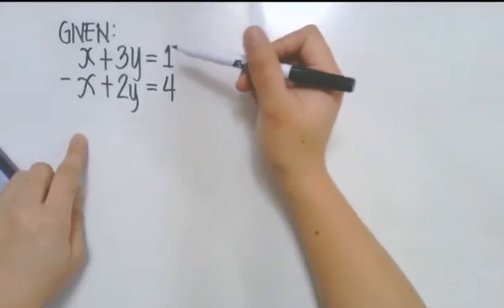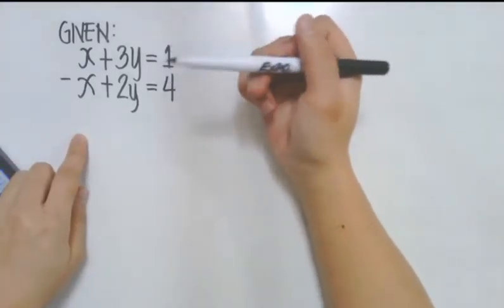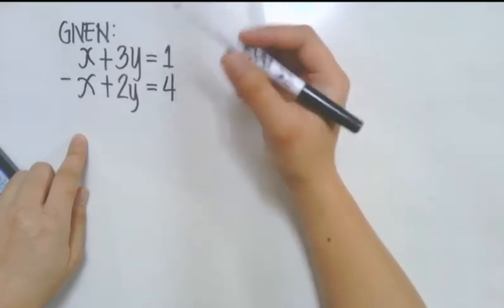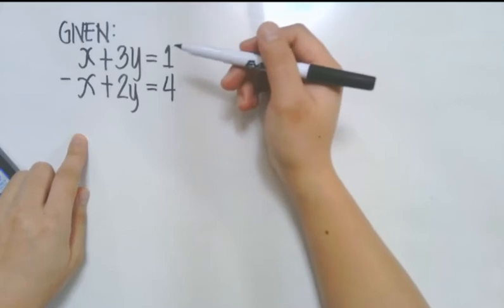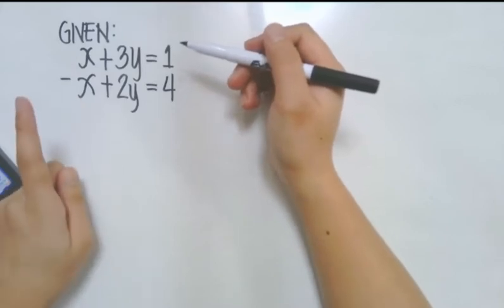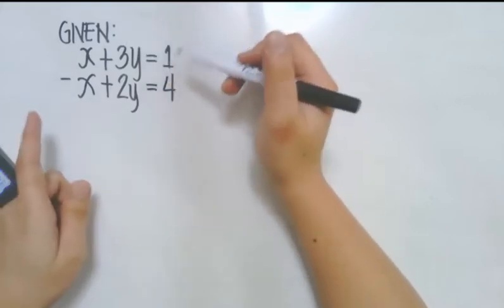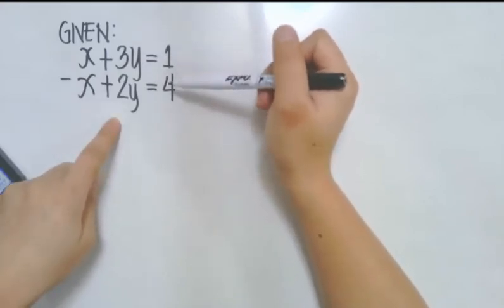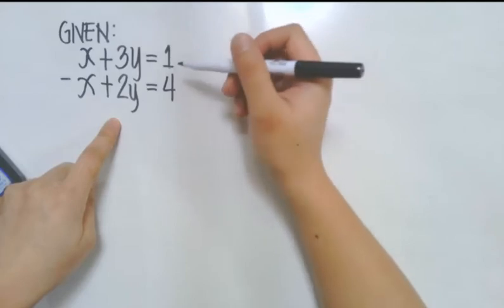In this given, we have chosen to use the elimination method. So we're going to apply the different steps to find the solution using the elimination method. First, we need to put all the equations in standard form. And in our given, these two equations are already in standard form.